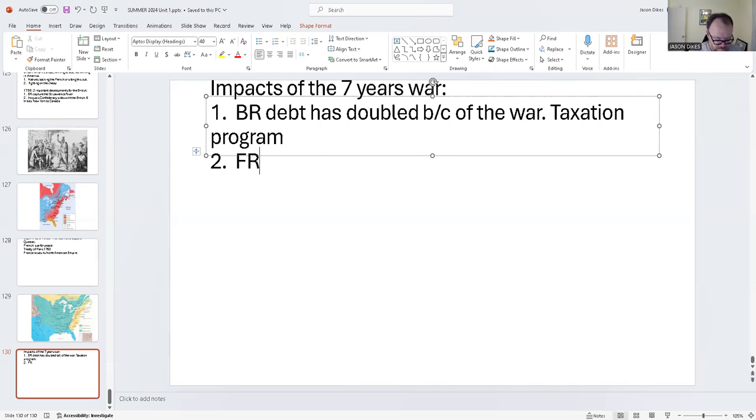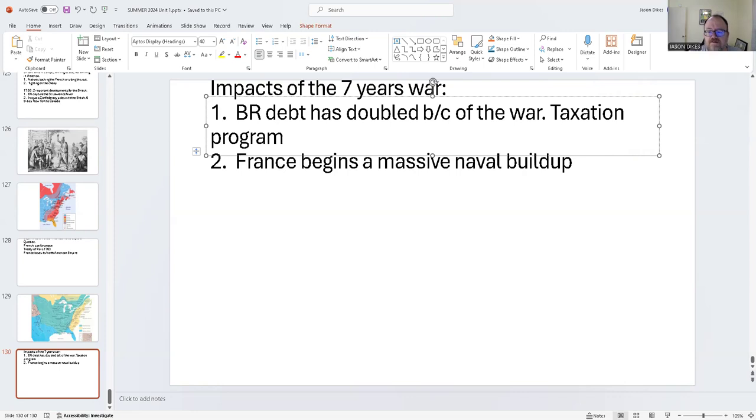Second, France. France recognized that their navy had really been a weak point for them. And so France is going to begin a massive naval buildup. That is also going to affect America in about the next 15 to 18 years. We'll see that when we get to Unit 2.